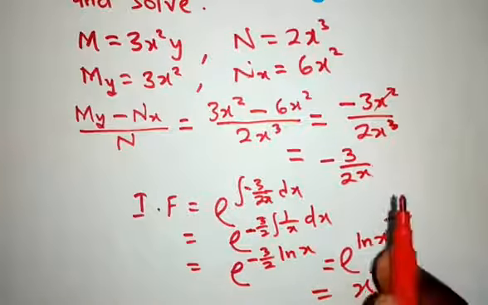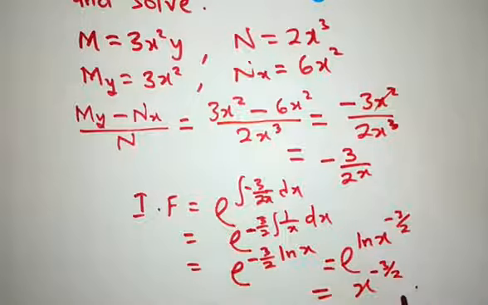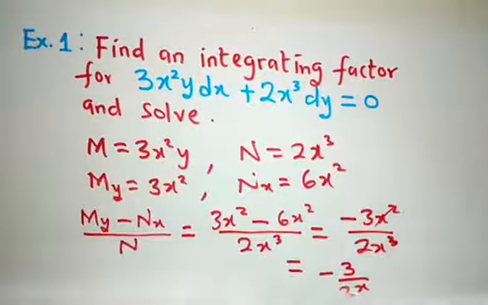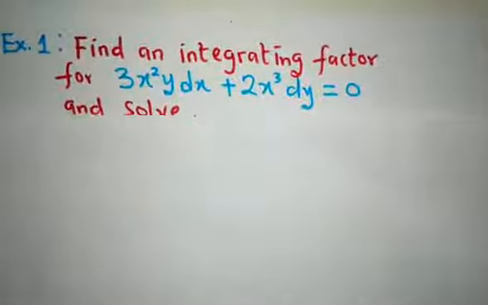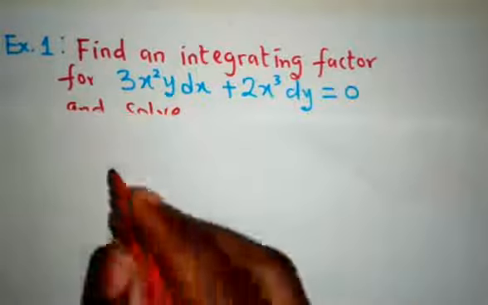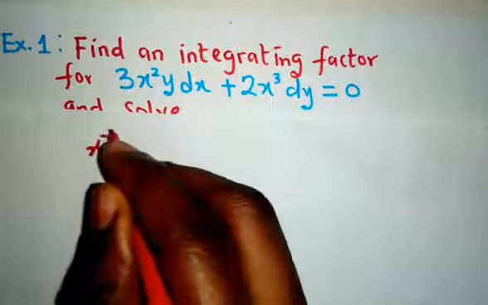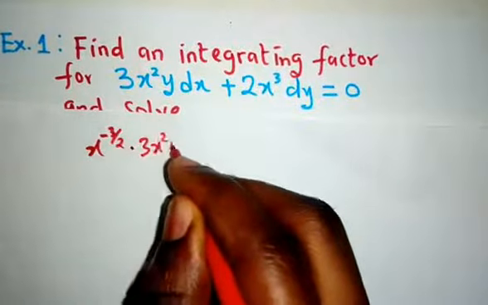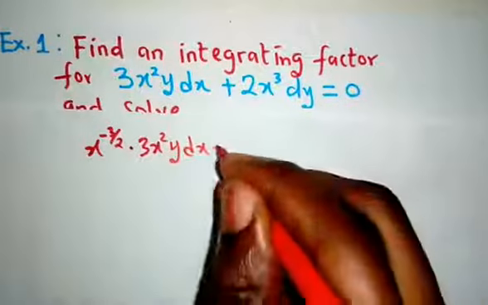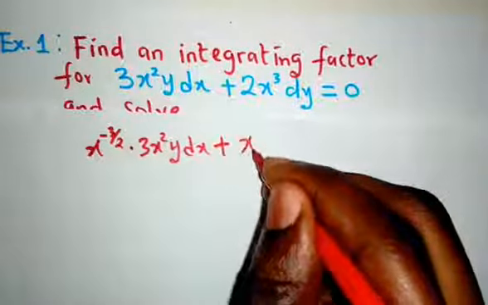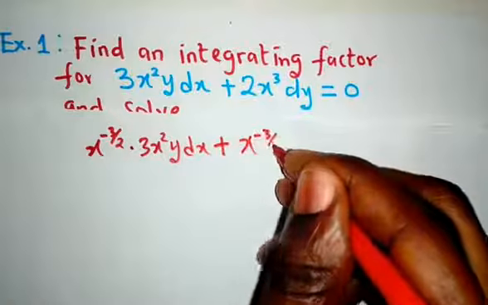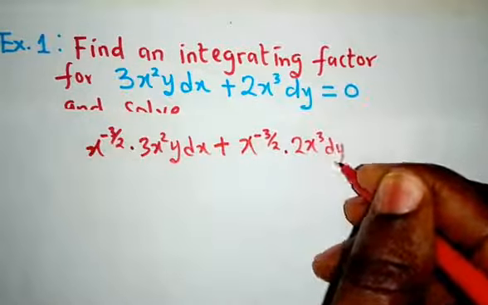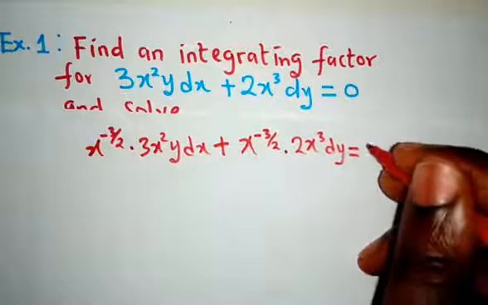We now multiply the original equation by this integrating factor. That is, we have x to the power of minus 3 over 2 times 3x squared y dx plus x to the power of minus 3 over 2 times 2x cubed dy equals 0.